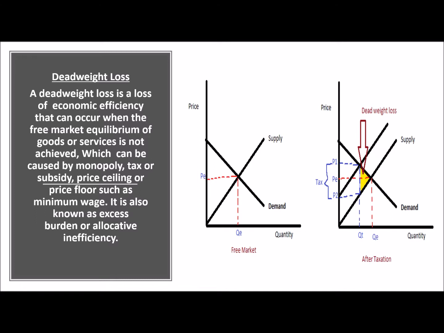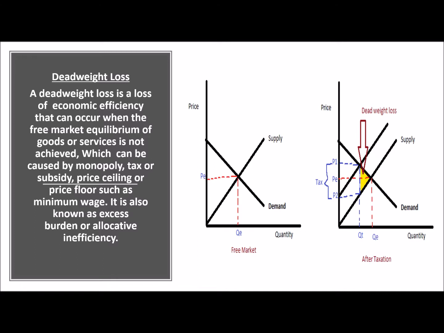So let's see our free market graph, which is in front of you. You can see the point where the demand and the supply graphs intersect each other is the equilibrium point, and at that point we have PE, which is the price at the equilibrium point, and QE, which is the quantity at the equilibrium point. So let's move towards the next graph, which is the graph after the imposition of the tax.